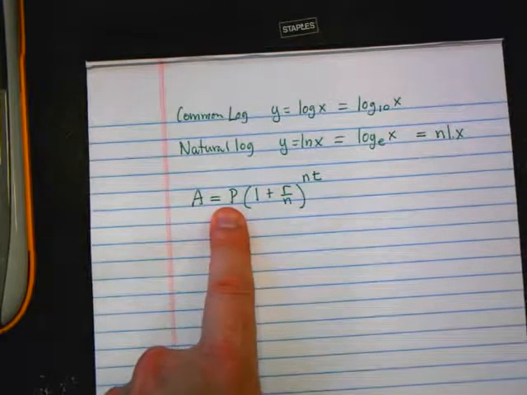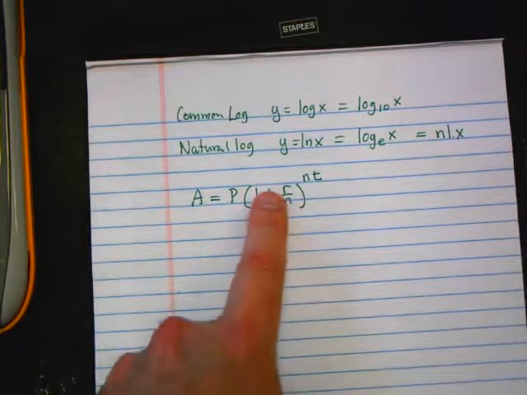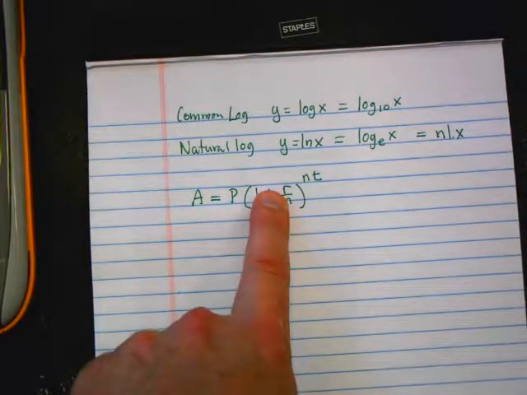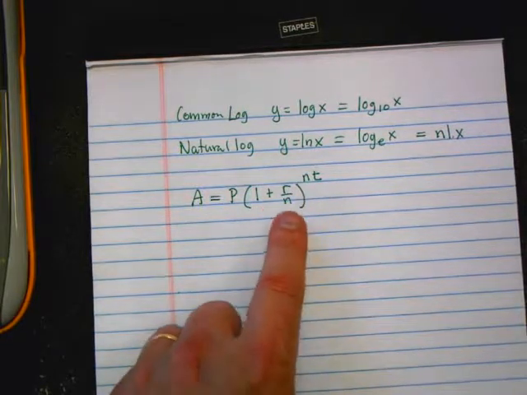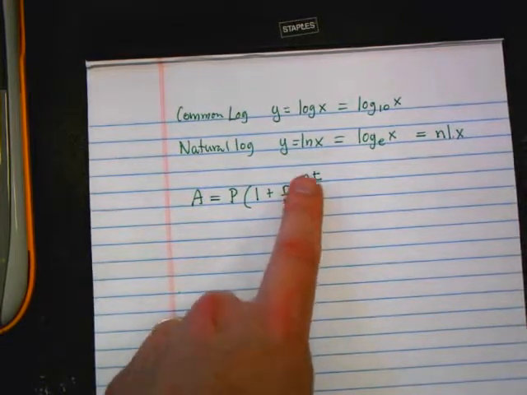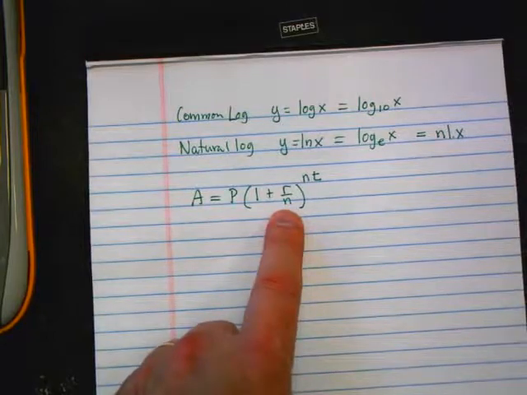P is principal, how much money you invested in the first place. R is interest rate. T is time. And N is how many times per year you earn interest.